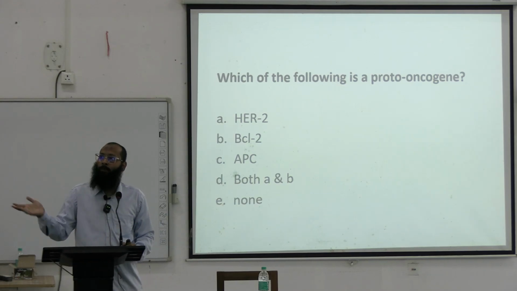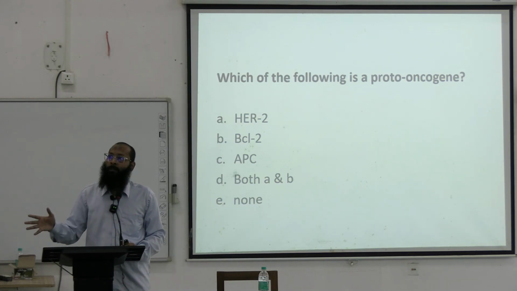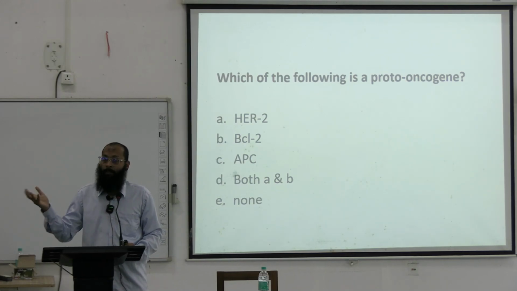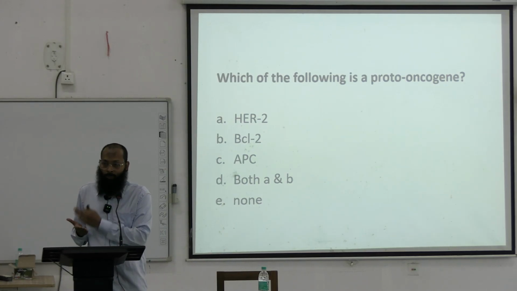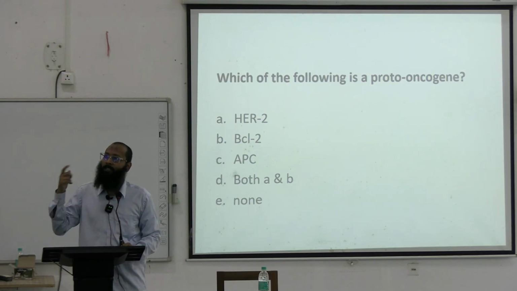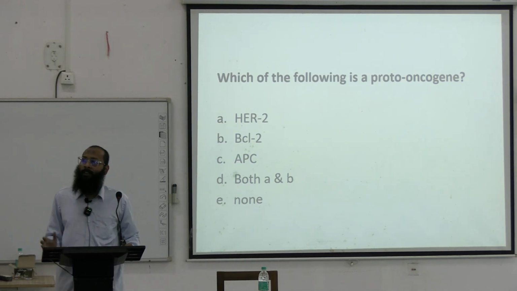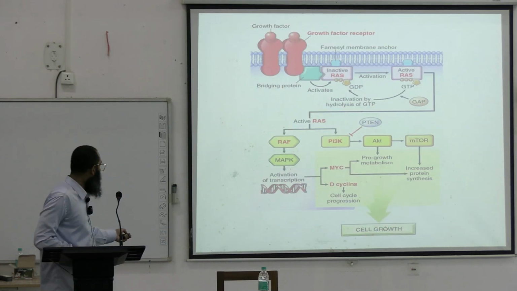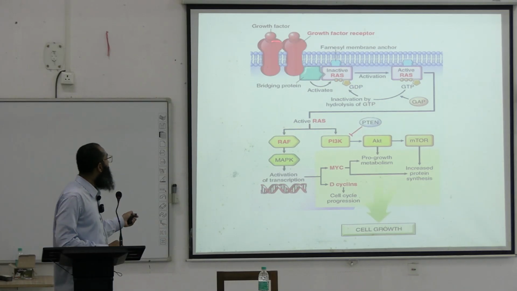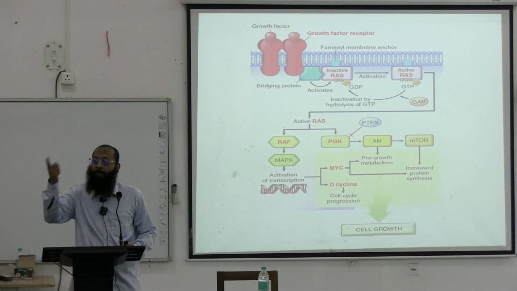So, if it undergoes mutation, what will be the result? The cell will remain in an active state without the presence of growth factor. If it undergoes mutation, it will stimulate the cell for proliferation even when there is no growth factor. The cell will proliferate excessively, resulting in neoplasia. This is the actual mechanism, and the most common mutation seen in HER2 is HER2 amplification.